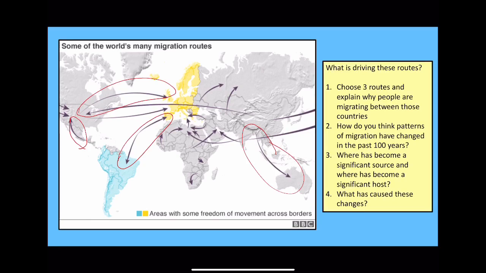How do we think patterns of migration have changed in the past 100 years? Because this is what this section is about, increasing complexity. How has migration become more complex? The clue in terms of what's changed is in the title of the lesson. It's obviously become more complex, but can you think of ways in which that has happened? Can you name any places that have become major sources of migrants and places that have become major hosts, and what has caused this change to happen? Okay.